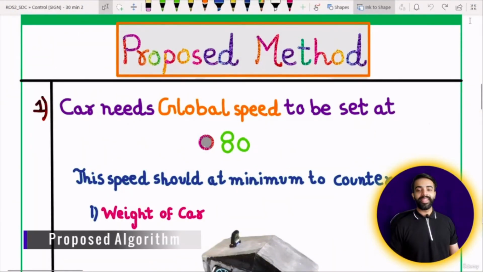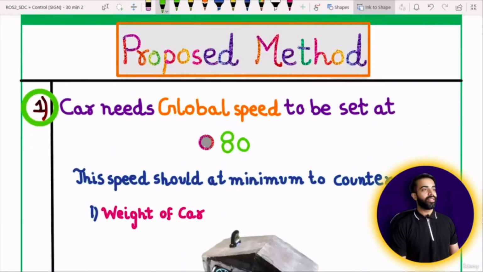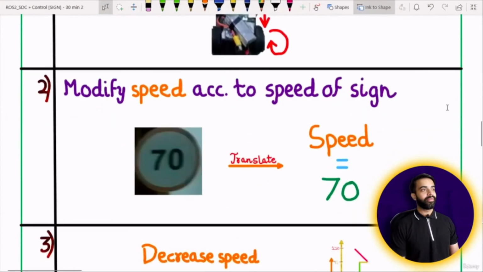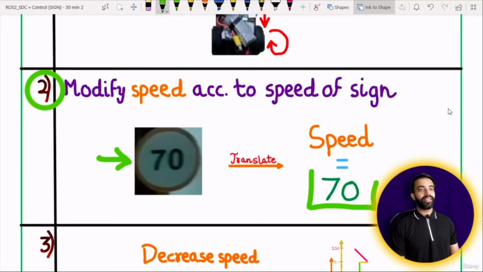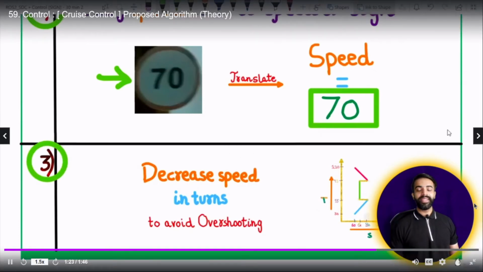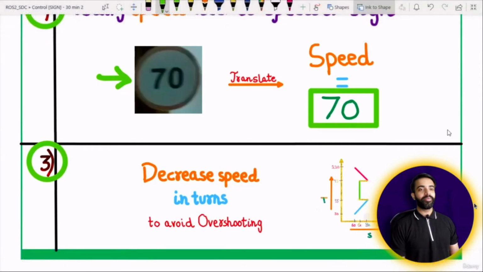The proposed algorithm is: number 1, the global speed of the car is set to 80. This should be enough to counteract the opposing forces of gravity and friction. Number 2, whichever speed the car is running at needs to be reset to the track sign ID to comply with area speed limits. For example, if the car was running at 80 and it encountered and detected a speed sign 70, its speed should now be modified to 70. Number 3, in turns, the car might overshoot at high speeds. To counteract that, the speed of the car should be lowered so that it can make those turns easily.